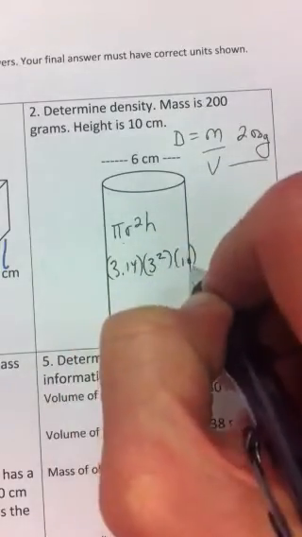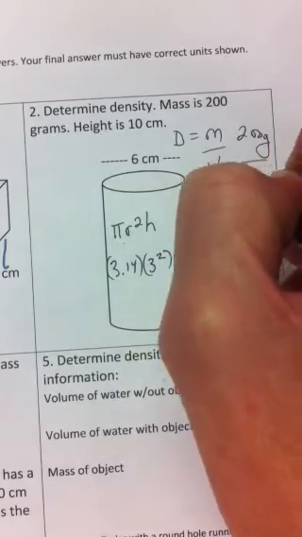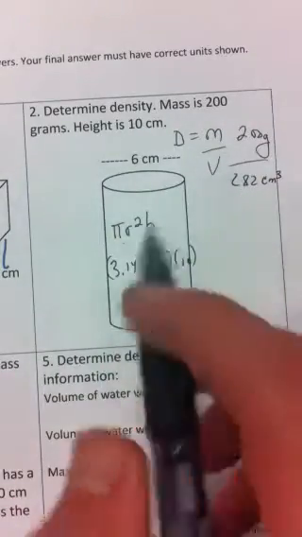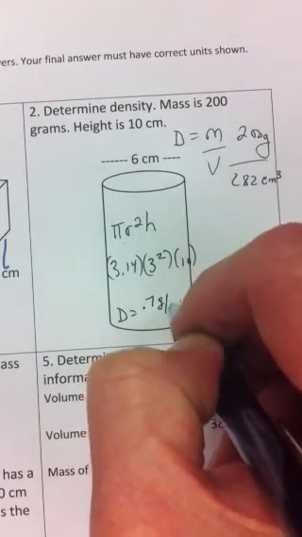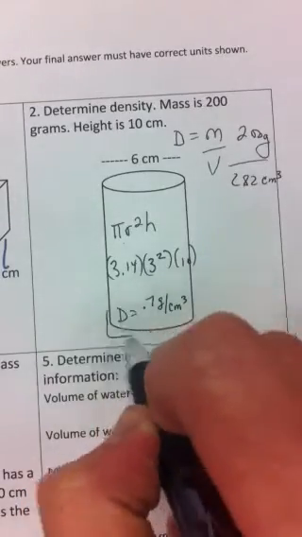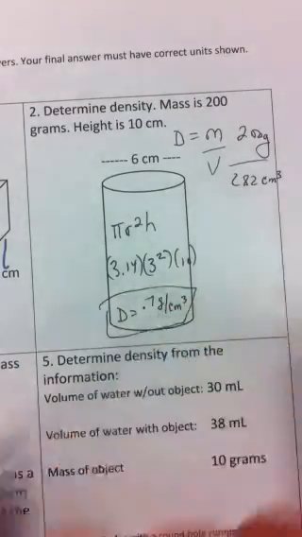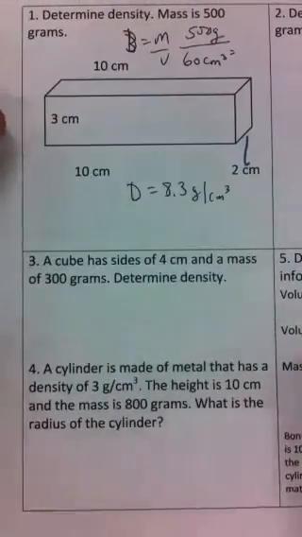We're multiplying all this stuff. You're going to get about 282 cubic centimeters. 200 divided by 282 is going to be about 0.7 grams per cubic centimeter. So that's the answer for that one. And again, you have to have the correct units or you get a point deducted.